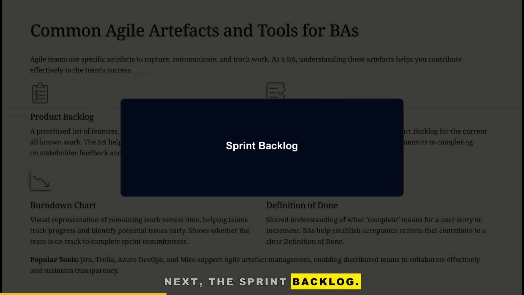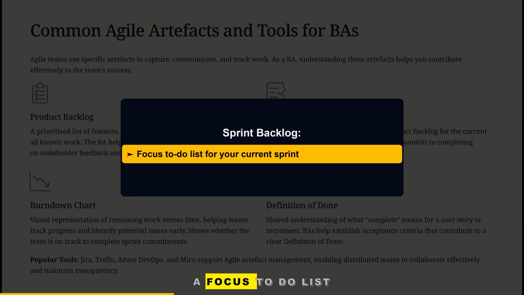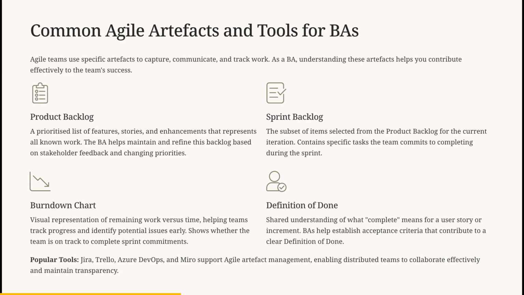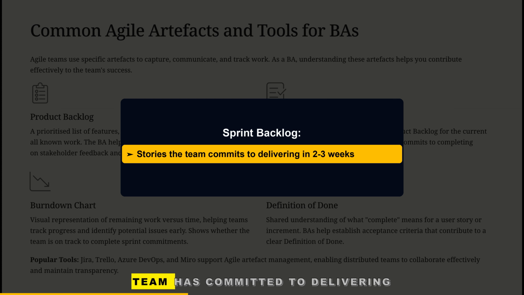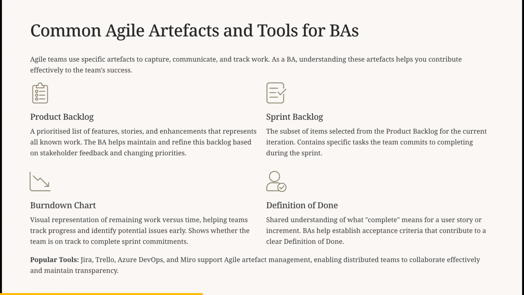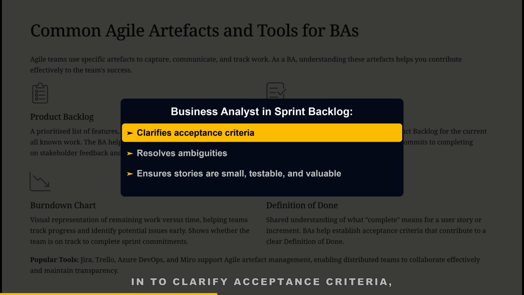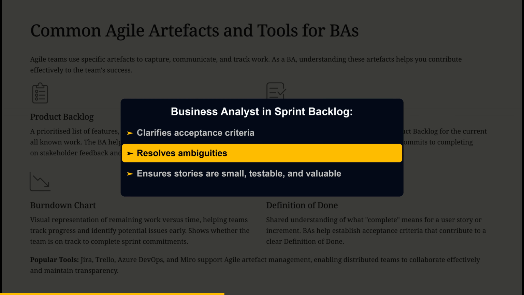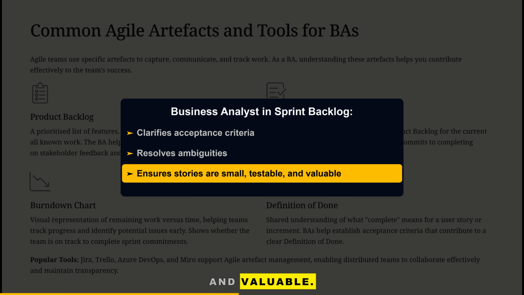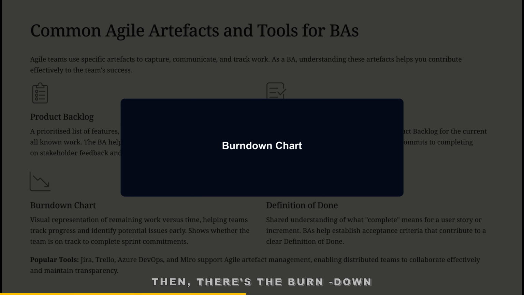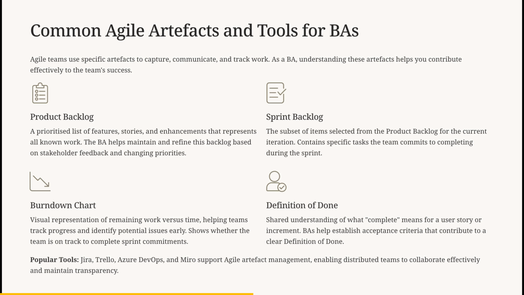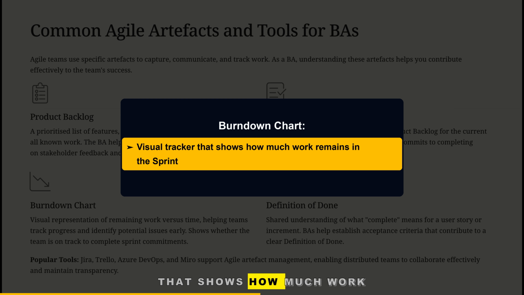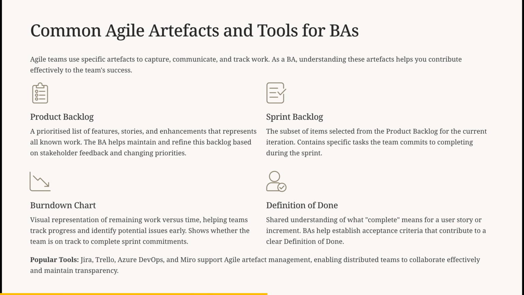Next, the sprint backlog. Think of it as a focused to-do list for your current sprint. It contains the stories your team has committed to delivering in the next 2 or 3 weeks. Here's where the BA steps in to clarify acceptance criteria, resolve ambiguities, and ensure that every story is small, testable, and valuable.